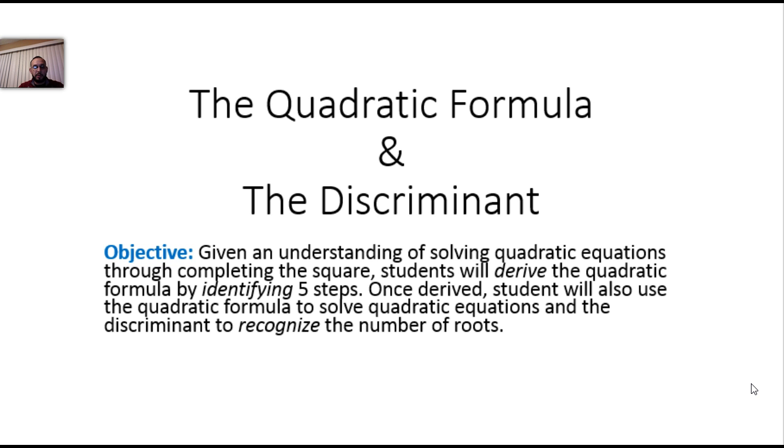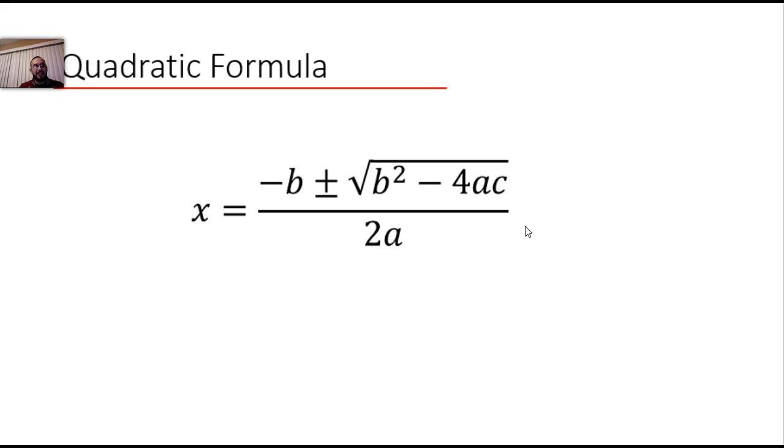This is the quadratic formula, and we won't focus on the discriminant in this lesson. For that, look at the video for discriminants. We're going to talk about the quadratic formula. It is x is equal to negative b plus or minus the square root of b squared minus 4ac, all over 2a. Again, there's a lot of cool ways to remember that.